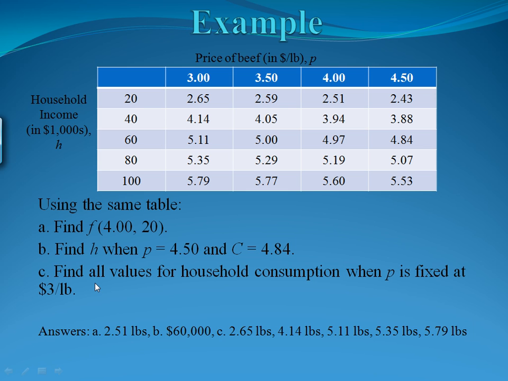For part C, find all values for household consumption when P is fixed at $3 a pound. So when P is fixed at $3 a pound, our consumption is going to vary from 2.65 to 5.79. So the values would be 2.65, 4.14, 5.11, 5.35, and 5.79. So those are all the values that we could get for consumption when P is fixed at $3, because when it's fixed, we have the entire first column.